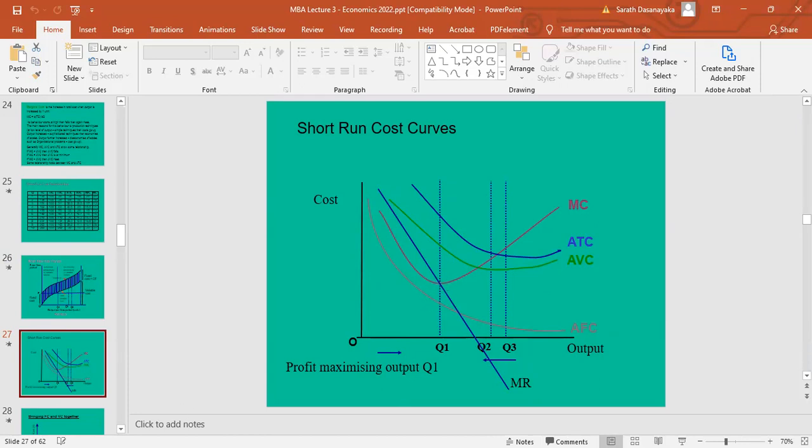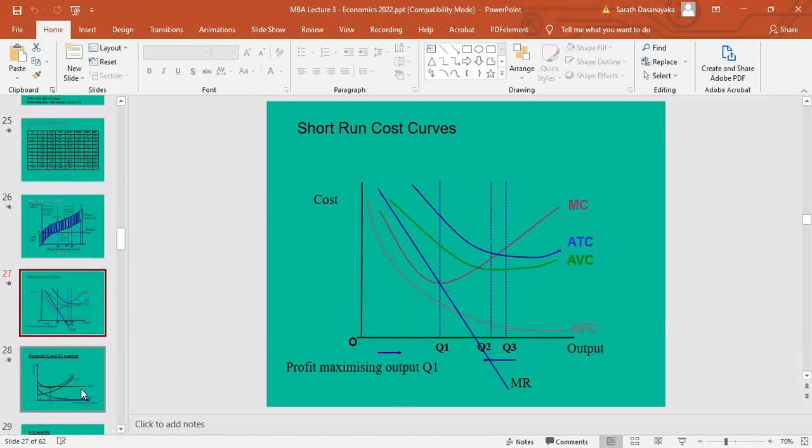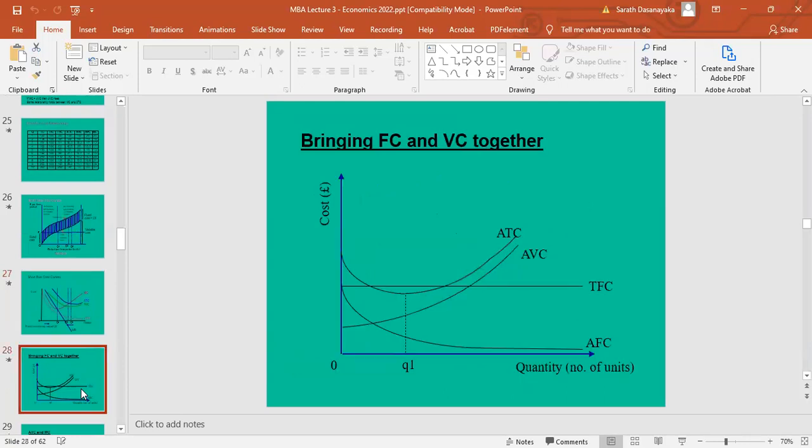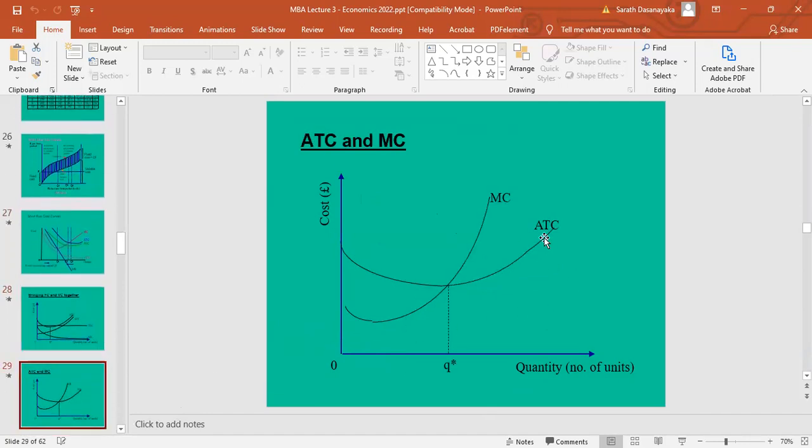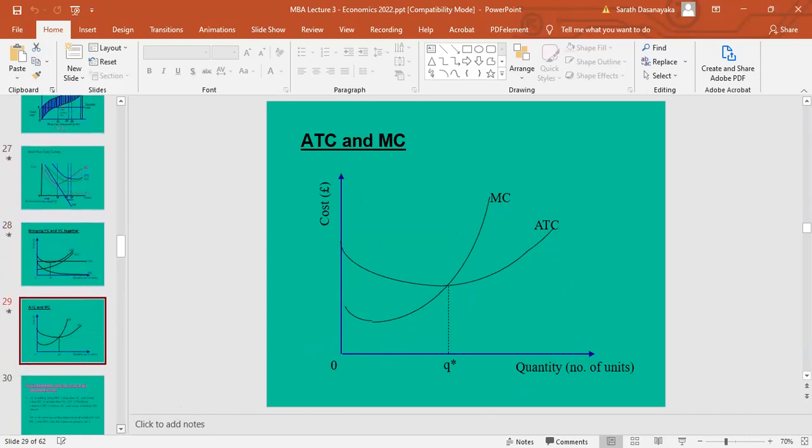Practically, we will discuss some case studies, and then you will see that. Then you can see we bring the fixed cost and the variable cost together. You can see fixed cost behavior, then average variable cost and average total cost behavior. At least you can see the shape of these curves. Then you can see the average total cost curve behavior and the marginal cost. Whenever it goes up, it cuts the minimum area of the ATC curve. There are technical reasons behind it.